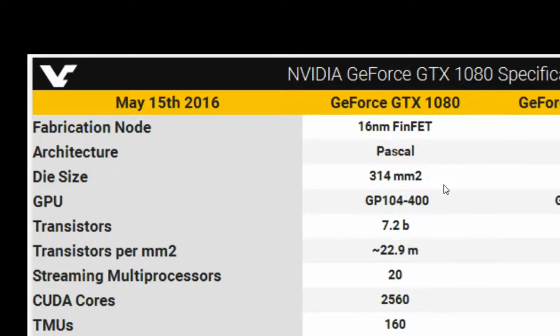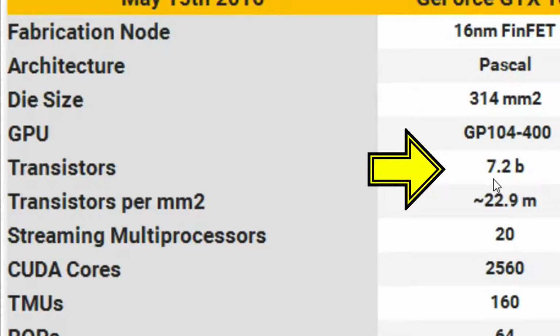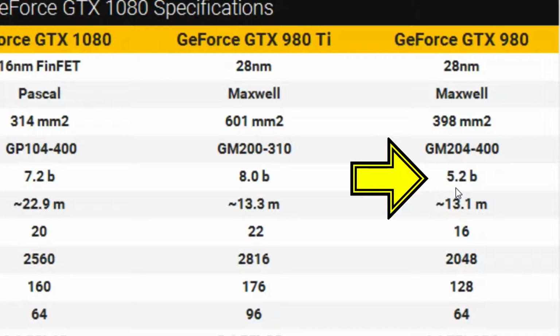Another difference is the die size, which is smaller than previously believed at only 314mm squared. Previous estimates had it up at around 333mm squared, so it's a little bit smaller than what we thought. And we now know it has 7.2 billion transistors compared to the 8 billion of the GTX 980 Ti and the 5.2 billion of the GTX 980.